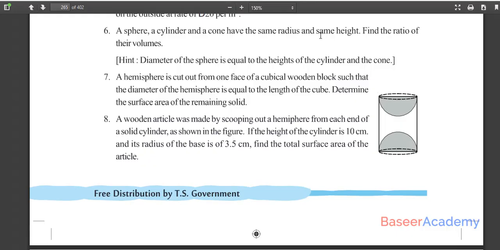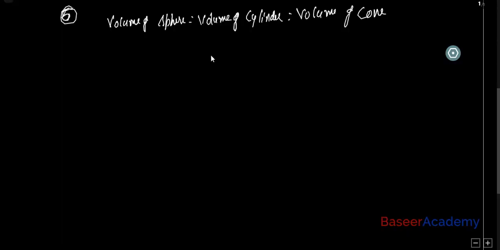We have to find out the ratio of their volumes. Now we know that the volume of a sphere is given by the formula 4 by 3 pi r cube, and the volume of a cylinder is pi r square h, and the volume of a cone is 1 by 3 pi r square h, right? Now if you look very carefully, in the sphere you have only one variable, r, but in a cylinder and in a cone you have two variables, r and h.